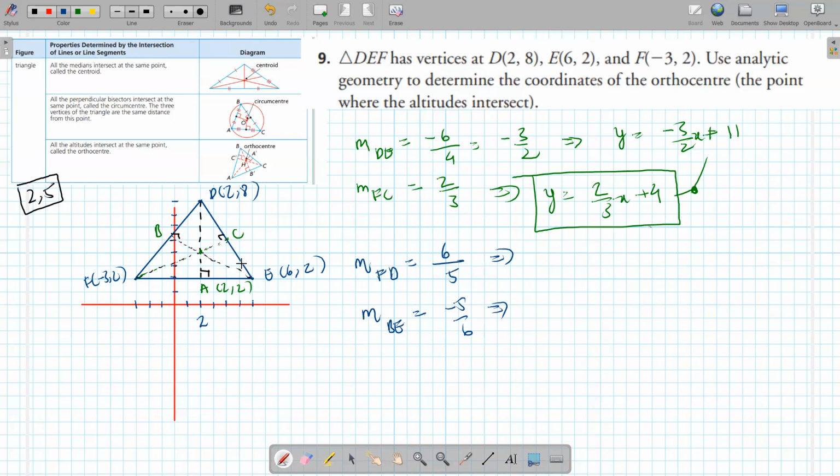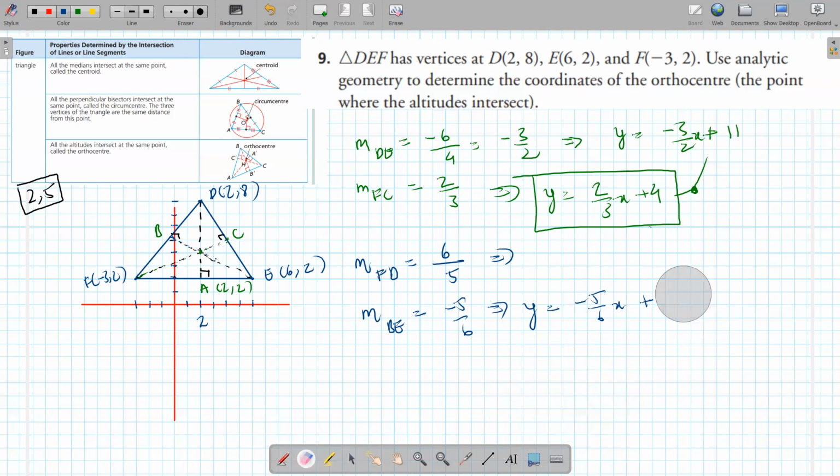If you want to find FD, that means we're looking for point B, but we're not looking for point B because this question says find the orthocenter. So we're simply looking for this equation here. To find the equation of that line, BE is going to be y equals negative 5 over 6x plus b. We don't know what point B is, so we must plug E in there to find our y-intercept. It's going to be 2 equals negative 5 over 6 times 6 plus b. B is going to be 7, okay?